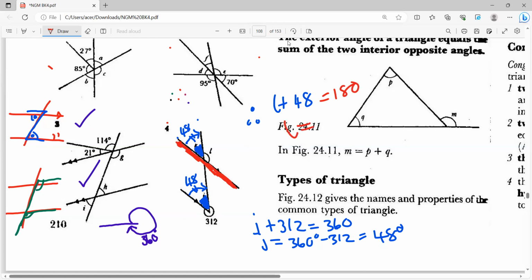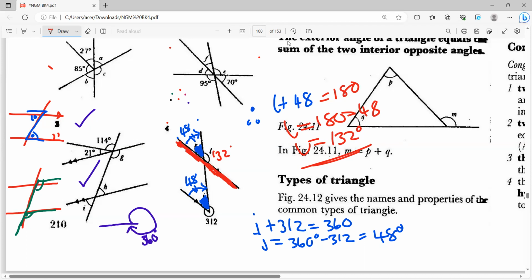So we can get L by saying 180 degrees minus 48. So letter L is going to be 180 minus 48. It's going to be 132 degrees. And we're done. So that's 132 degrees. And that's perfect. So this is how we do these parallel lines.